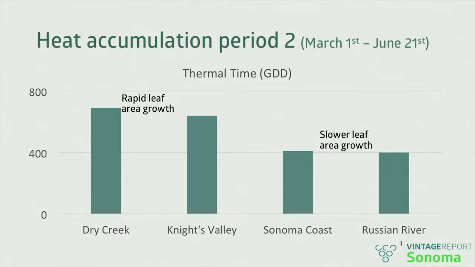And obviously, if you have no moisture deficit, when you have a faster heat accumulation profile, you expect the plants to grow faster according to the civil calendar. On the other side of the spectrum, the lowest heat accumulation areas were Sonoma Coast and Russian River, with barely 400 growing degree days accumulated.